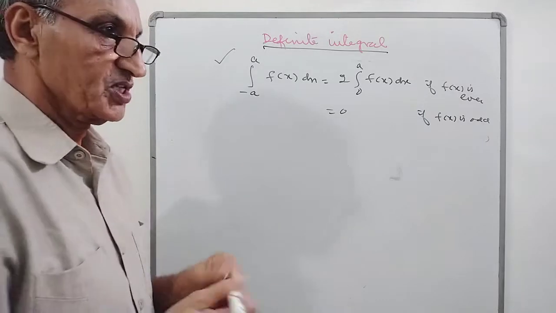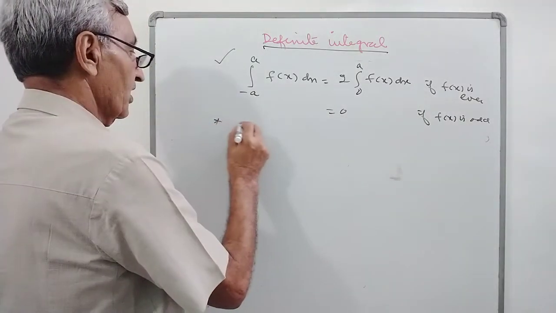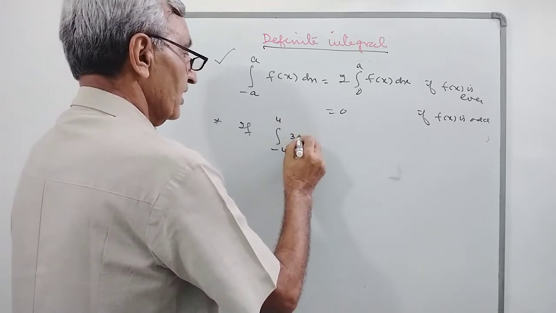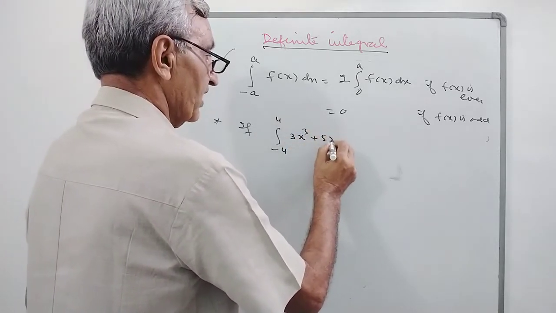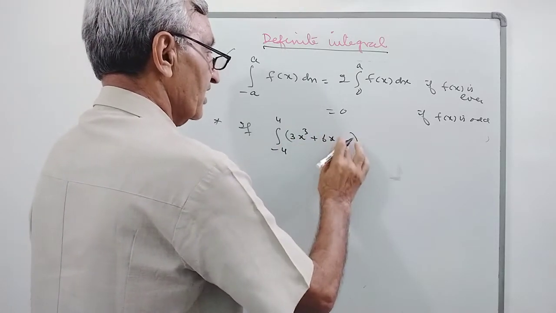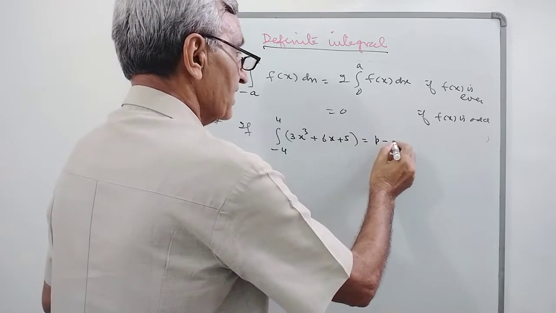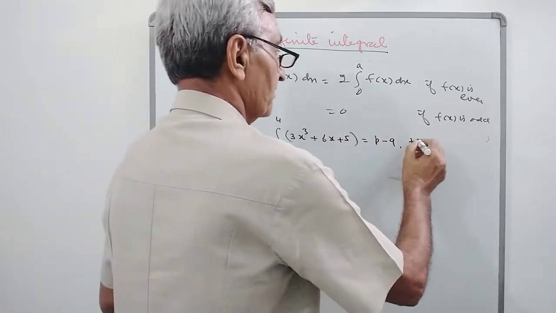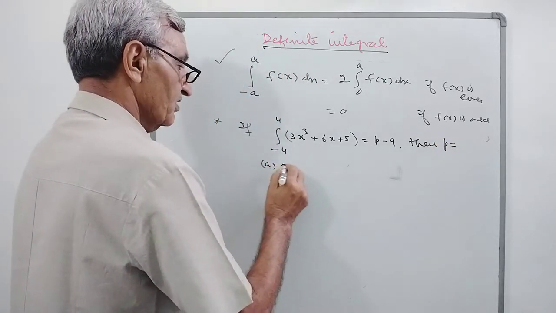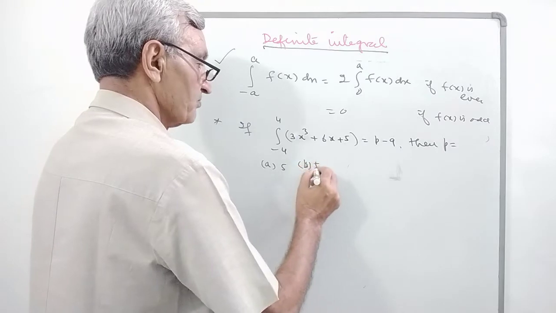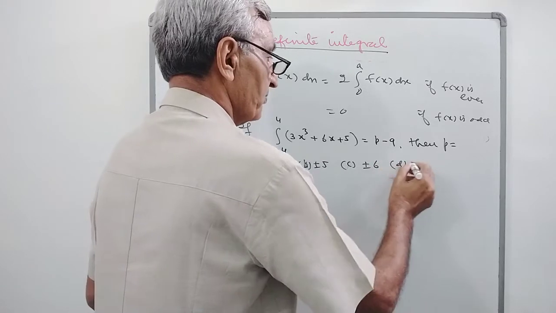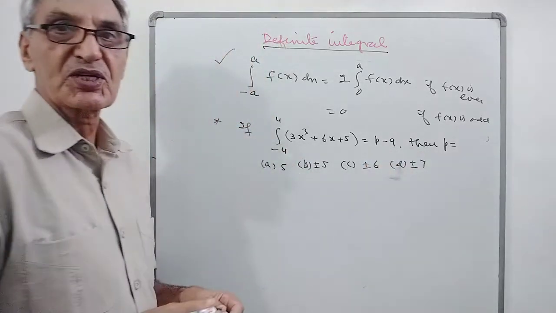Suppose I got a question: the integral from -4 to 4 of (3x cube plus 5x plus 5) dx is equal to p square minus 9, then the p value is equal to: a) 5, b) plus minus 5, c) plus minus 6, d) plus minus 7. My question, suppose this.